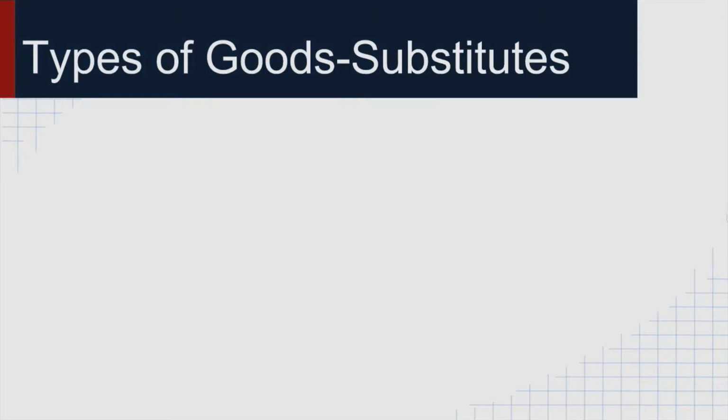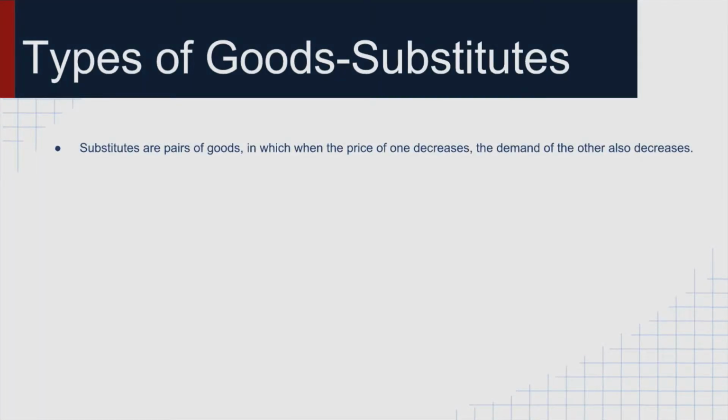This slide will deal with substitute goods. Substitutes are pairs of goods in which when the price of one decreases, the demand of the other also decreases. This is due to the fact that when the price of a product decreases, the demand for it increases, and the demand for the product that you could buy instead of the first product will have to decrease.